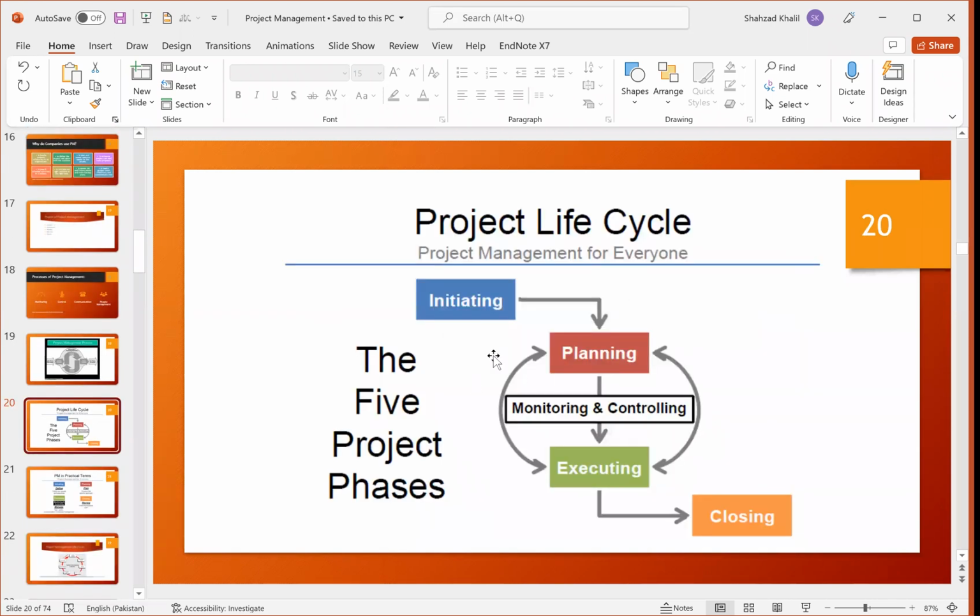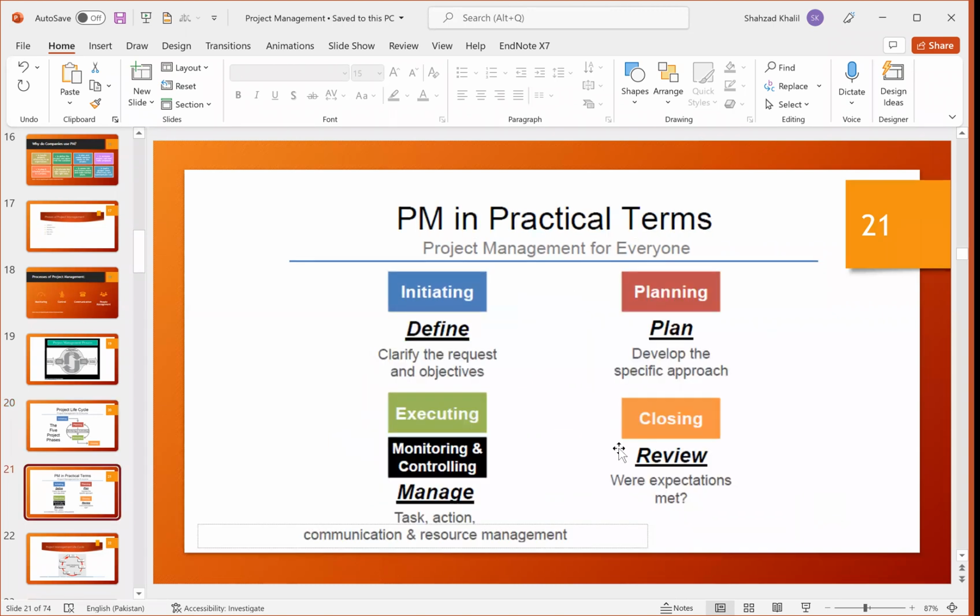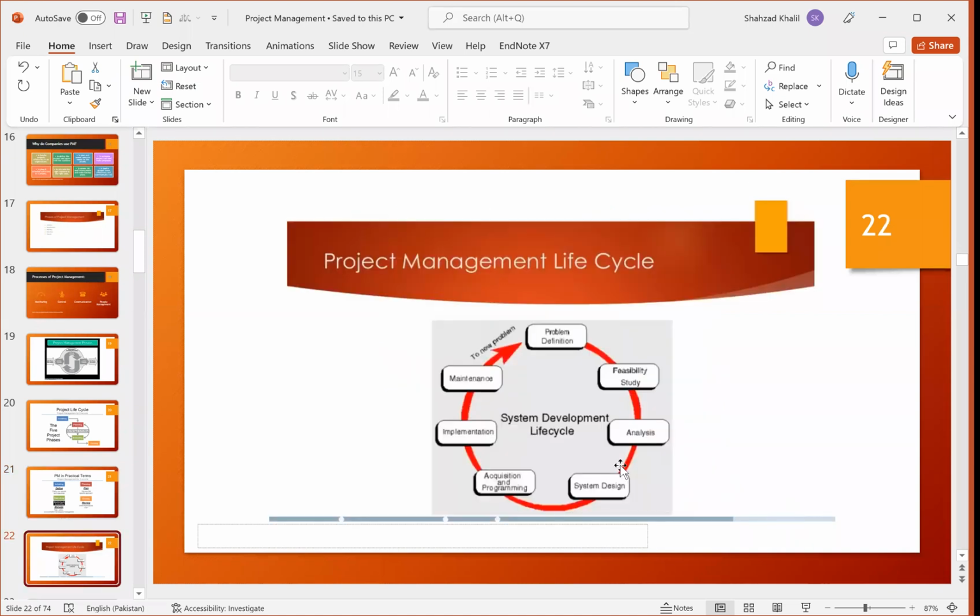The project life cycle has 5 phases: initiation, planning, execution, monitoring and control, and then closing. What it actually means: initiating means define, clarify the request and objectives. Then plan, develop the specific approach. Execution and monitoring: manage tasks, actions, communication, and resource management, and review whether expectations are met. Project management life cycle, if you see, starts with a new problem definition, then the feasibility study, analysis of that, system design, acquisition and programming, then the implementation, and then the maintenance. And then this life cycle goes on.